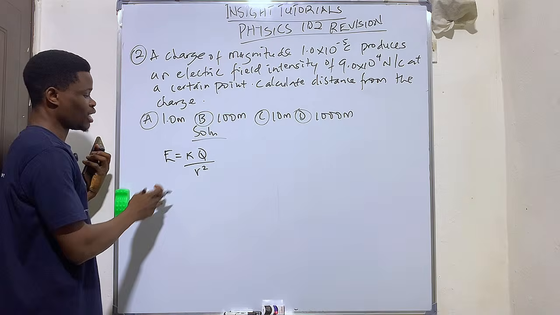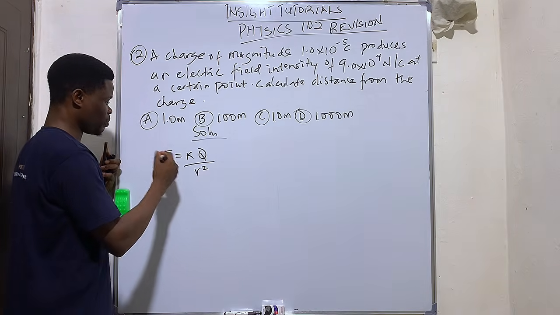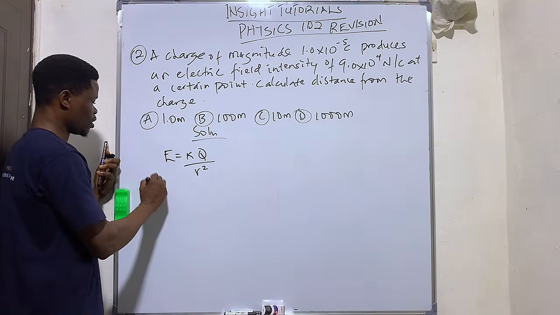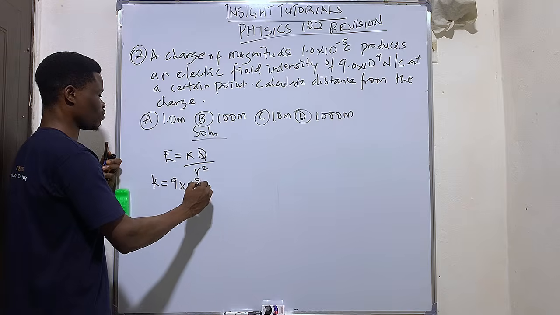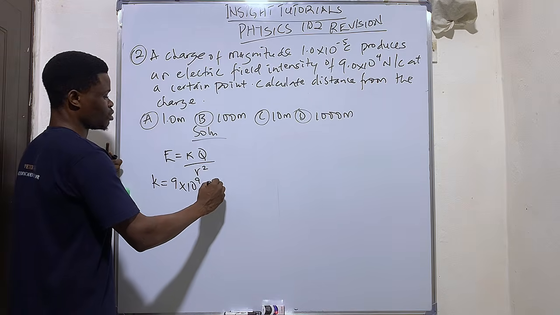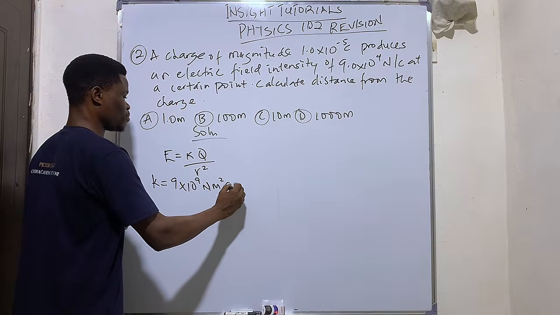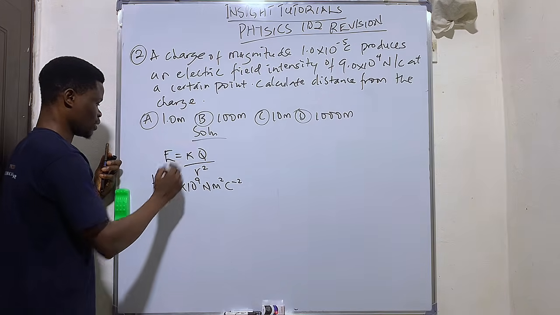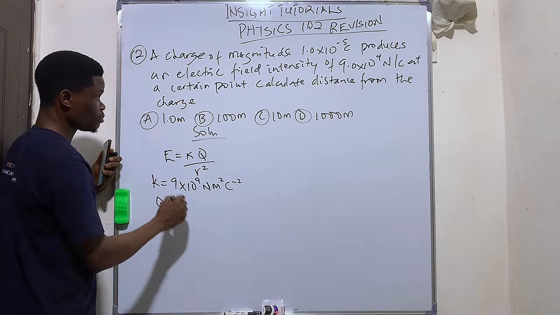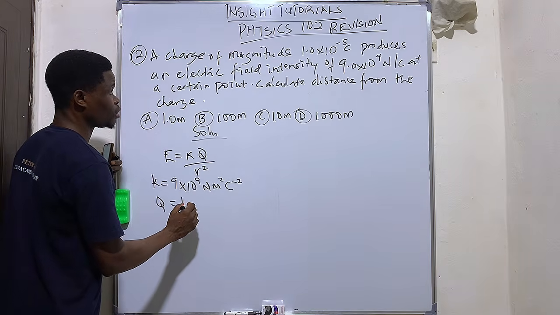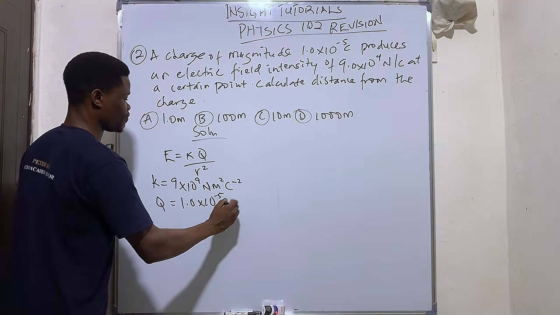That means we're going to make our R the subject of the formula. But before then, let us write out the values we have. Remember that our K is a constant value of 10 raised to the power of 9 Newton meter square per coulomb square. And then we have our charge given to us as 1.0 times 10 raised to the power of -5 coulomb.